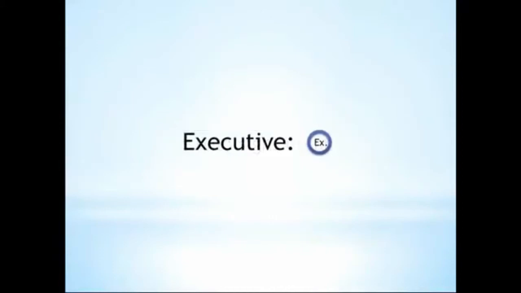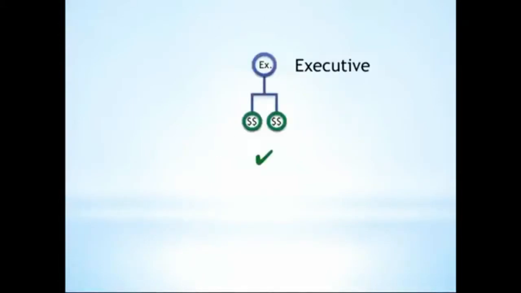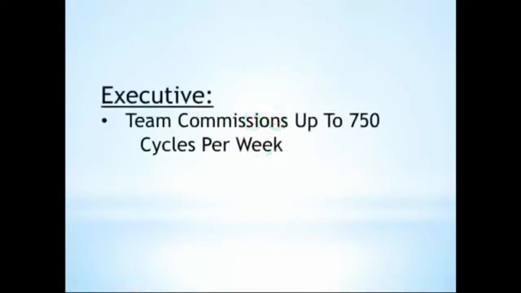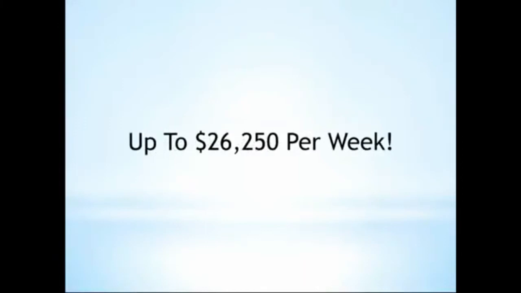Let's start with executive. To become an executive with Jeunesse, all you have to do is enroll 1 distributor on your left side and 1 on your right side. That's it. You're an executive. As an executive, you have access to the entire team commission structure, which means that you can earn up to $26,250 per week just from the first position in the plan.